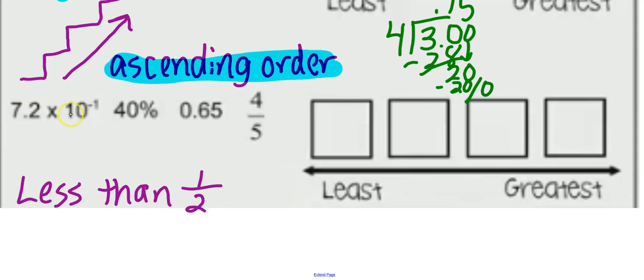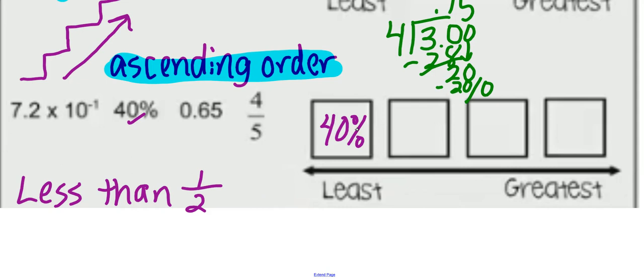So this one here, I know when I move my decimal point 1, that's going to be 72 hundredths, so that one's not less than 1/2. 40% is less than 1/2. 65 hundredths is not, because 5/10 is 1/2, and 4/5 is not. So I'm going to go ahead and put this number into the box, 40%. That's the least. I didn't have to change it to anything. I didn't have to move any decimals, but I knew it was less than 1/2, and now I'm done with it.